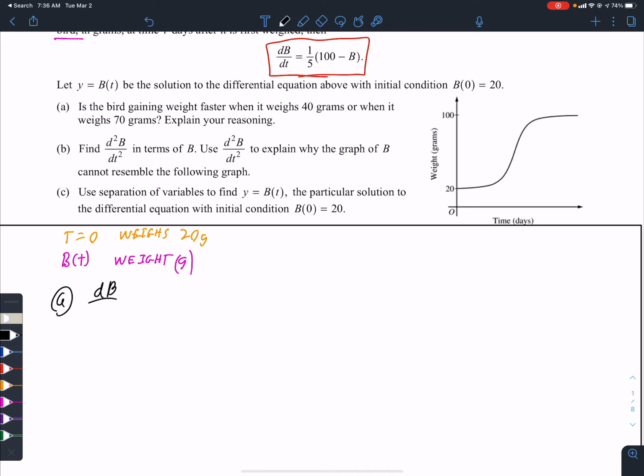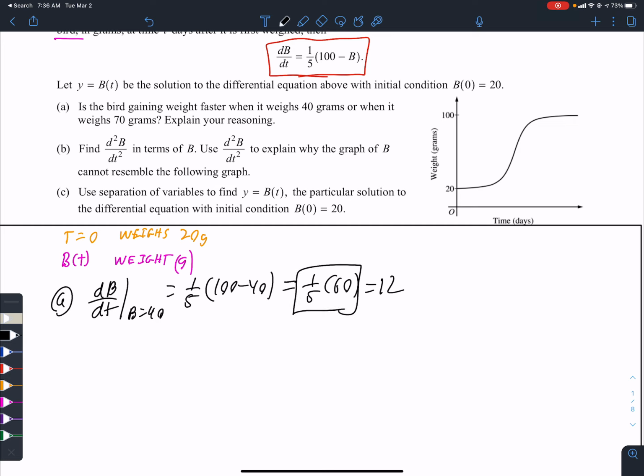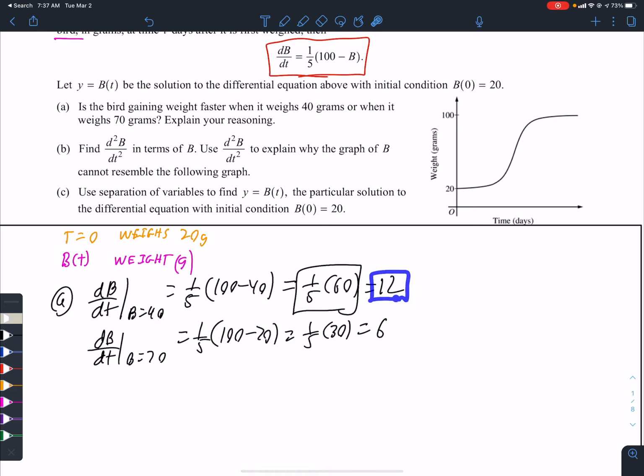So we're going to find the derivative at 40. And we're just going to plug 40 into that equation. That's 1/5 of 60, which is 12. Now, you don't have to write 12. You could stop right there, because if you divide that incorrectly, no bueno. So we're going to find dB/dt when B is 70. Just plug it into our formula we're given. That's 1/5 of 30, which is 6. So understanding what this means, it gains 12 grams every day as opposed to 6 grams every day.